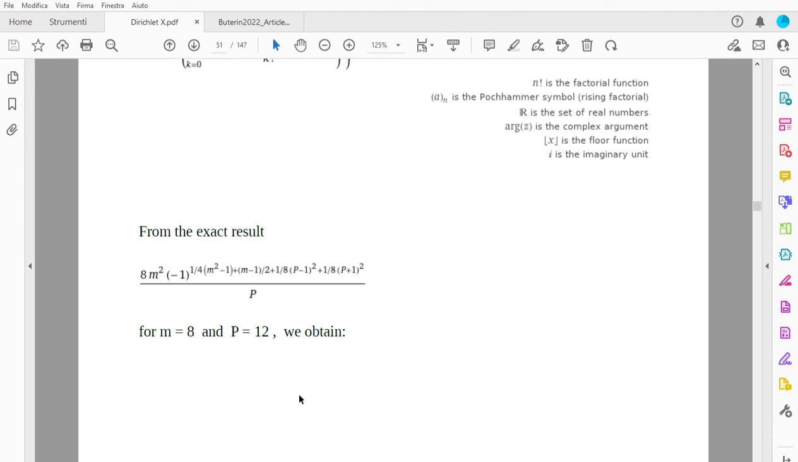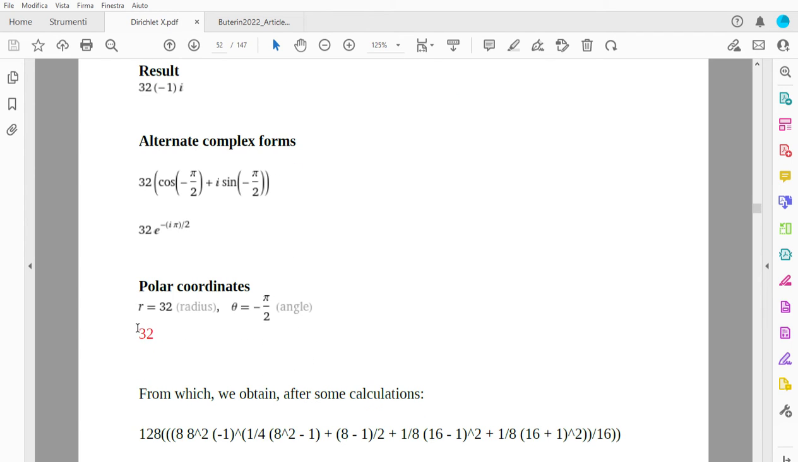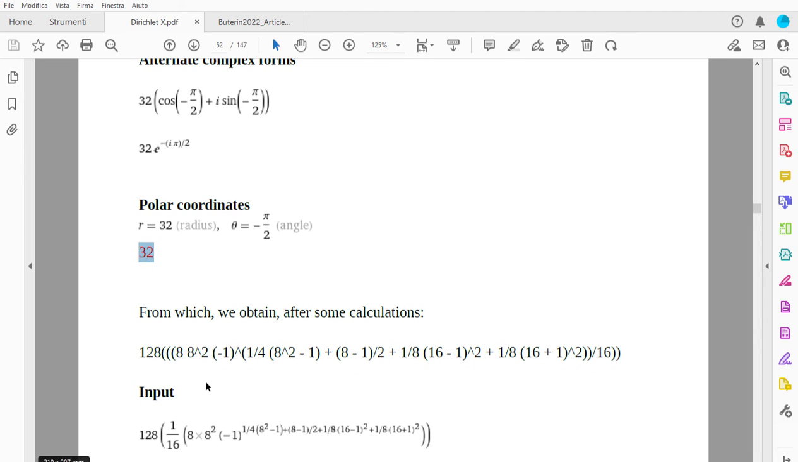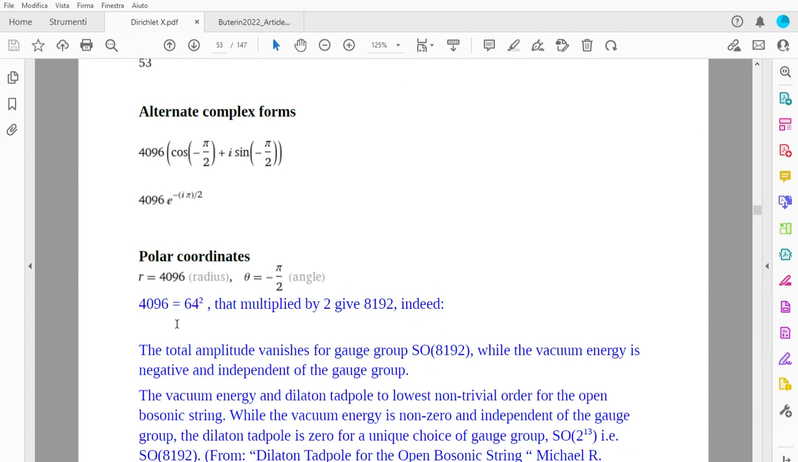From the exact result that we have obtained above, for m equal to 8 and p equal to 12, we obtain this result and this value, from which, from the last expression, we obtain, after some more calculation, this fourth result that is 4096, that multiplied by 2 gives 8192.